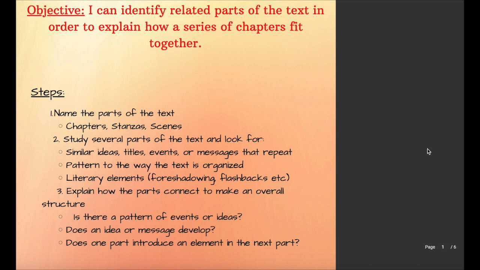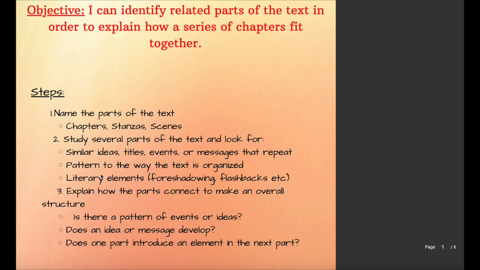Then step 2 is we're going to study several parts of the text. So even if I'm looking at, say, paragraph 2, I need to think about the other parts of the text and how they fit together. And so I need to look for different things. I need to look for similar ideas, titles, events, or messages that are repeated throughout the text. Is there a pattern to the way the text is organized?